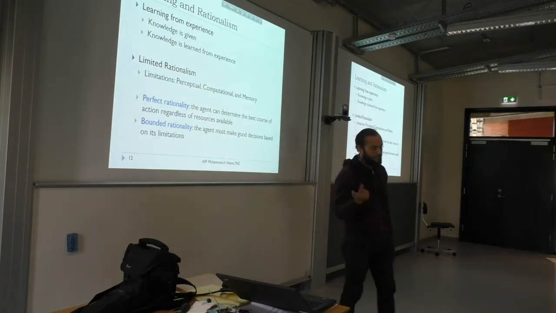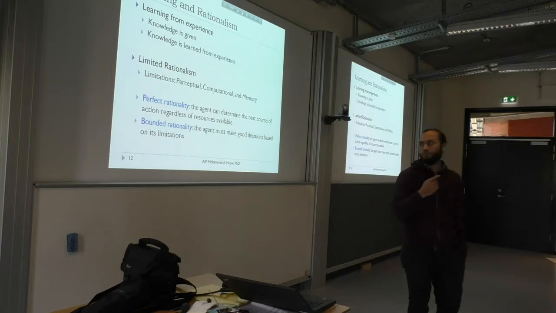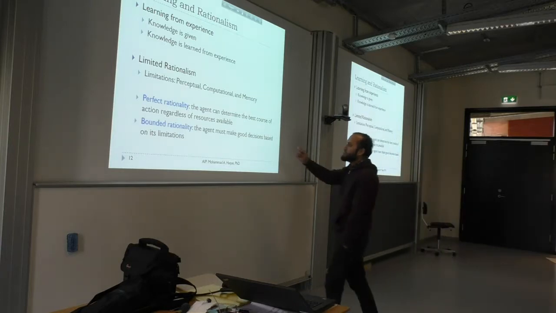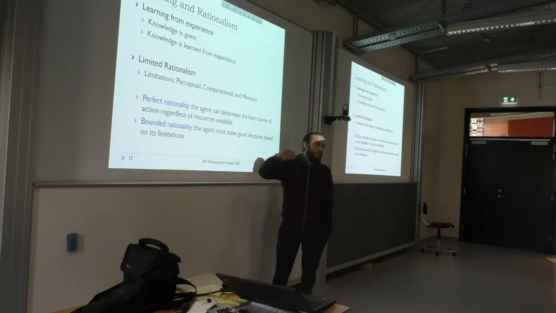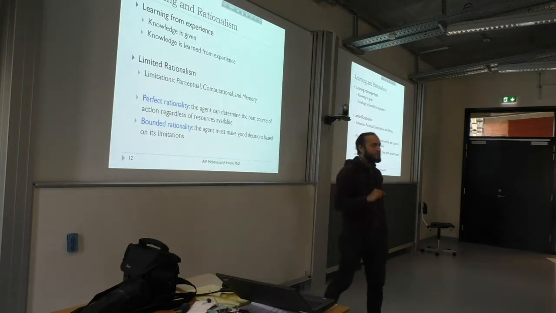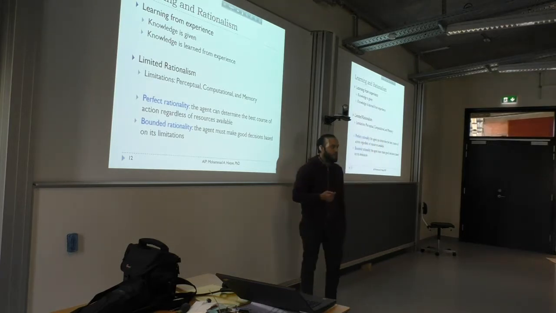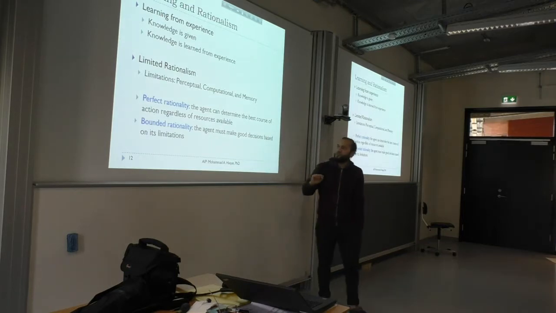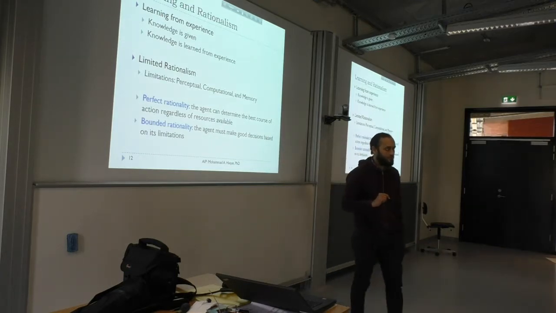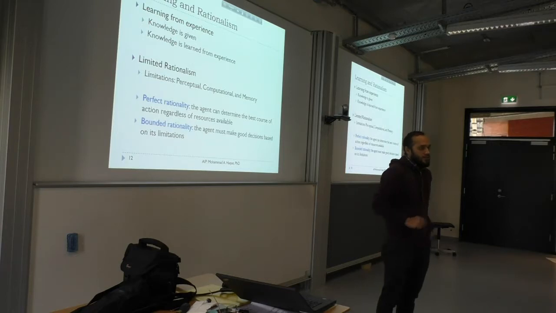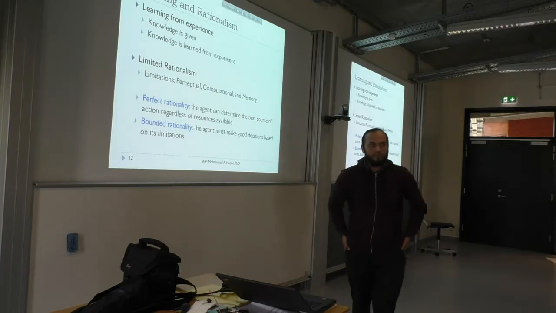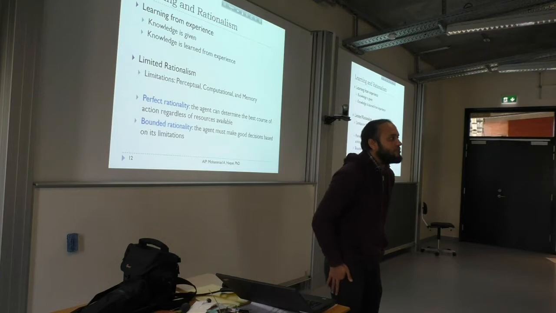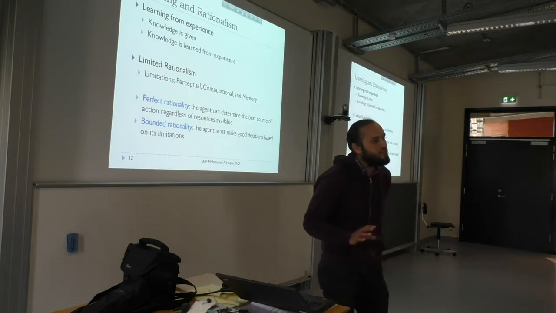And now in the rationality's case, you have two options. One is perfect rationality, another is bounded rationality. When you give a knowledge base to the agent, based on the knowledge, it will make the decision. And perfect rationality is that the agent can determine the best course of action regardless of resources available. It means that when it is coming to the logical decision, it will always take the best decision, even though the resources are not available.